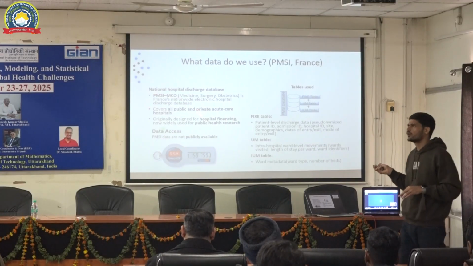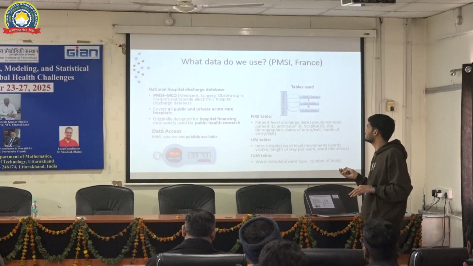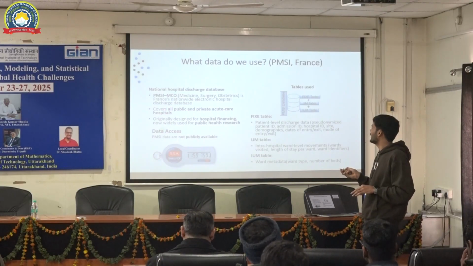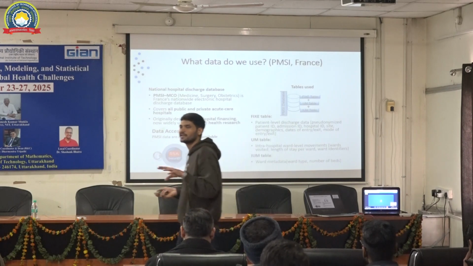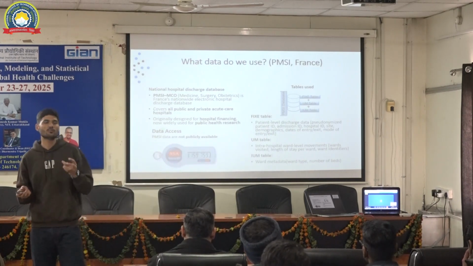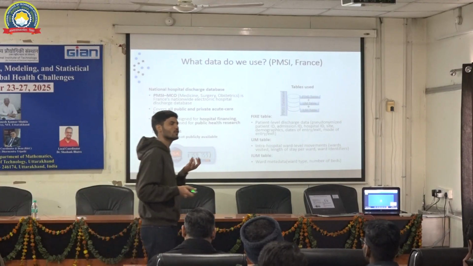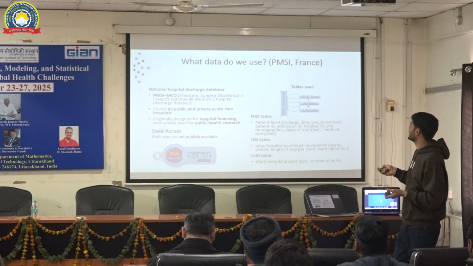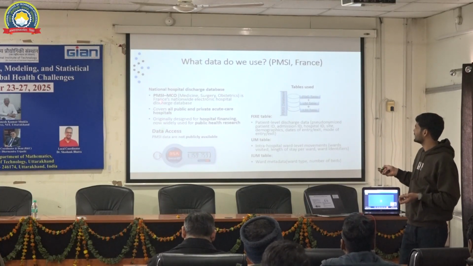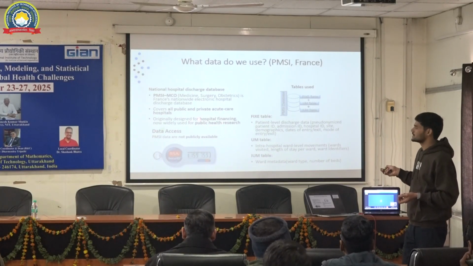There are more than 1500 hospitals in the database. It covers all public and private acute care hospitals. Originally, this PMSI database was designed for the financing of hospitals, because the government needs to decide how much finance or resource allocation each hospital gets, and that is governed by the PMSI database. But now it is also available for public health research.